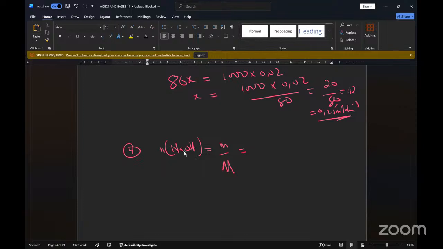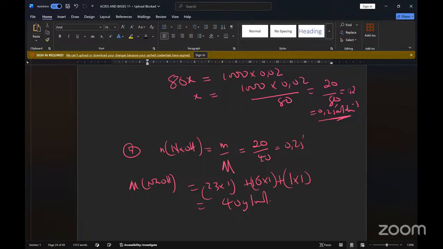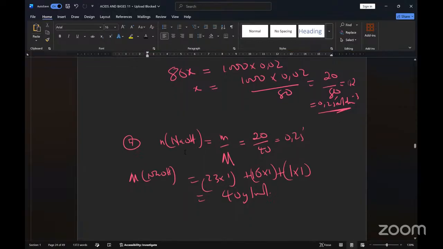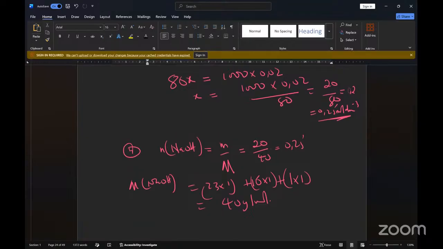The mass that was given was 20. The molar mass of sodium hydroxide, if you calculate, is going to be 23 times 1, plus 16 times 1, plus 1 hydrogen, plus 1. We know how to calculate it. Eventually, you are going to get 40 grams per mole. So you divide this by 40, and then you get 0.25 mole.